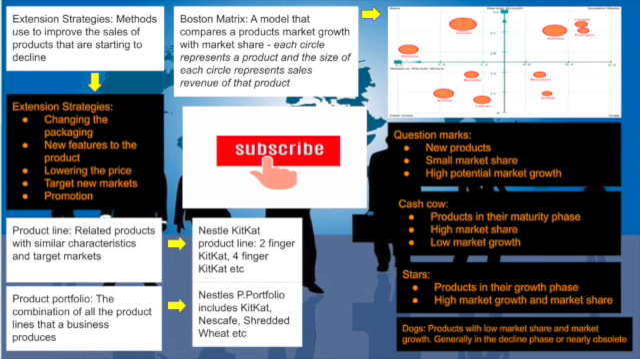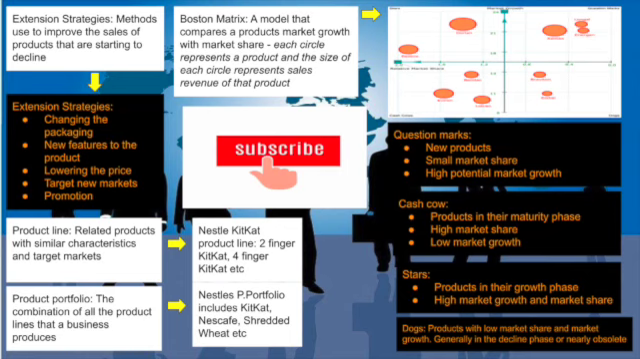Then the product portfolio is the combination of all the product lines that a business produces. So Kit Kat is produced by Nestle. Nestle also produce Nescafe, which is the coffee, different types of coffee. And then they also produce shredded wheat, which is like the cereal. So that's their product portfolio. They own these different product brands and then all the different types of features and products as well.